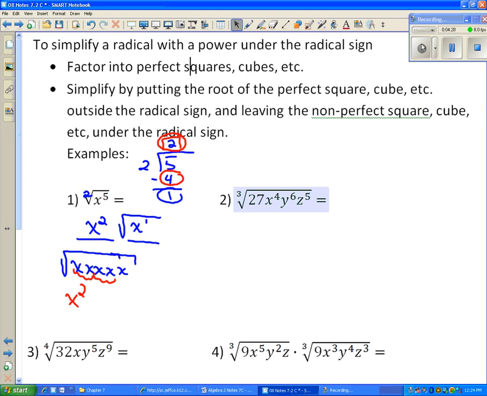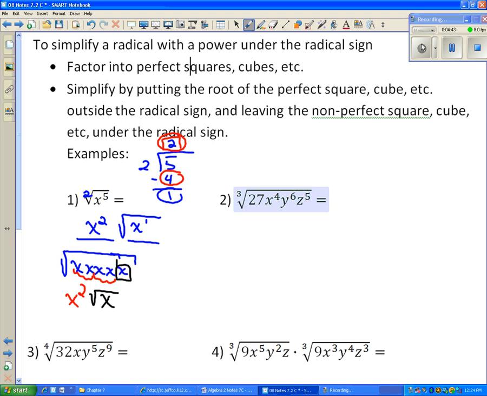What's left on the inside? The inside is this x, so that stays under the radical sign, and I have x squared times the square root of x. That is my answer. That's the reduction of the square root of x to the fifth.